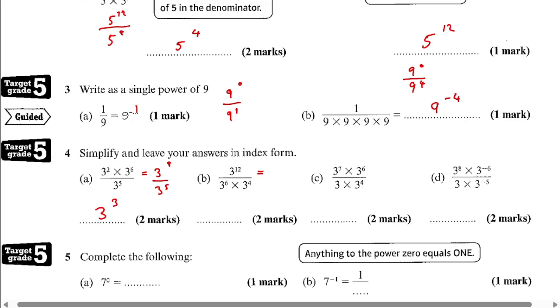And similarly for this one, my numerator is going to stay as it is, but I'm going to add these powers together to get 3 to the power 10. And then 12 take away 10 is going to be 2, so that would be 3 to the power 2.